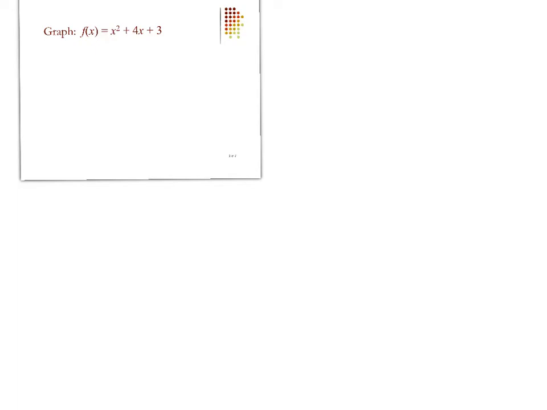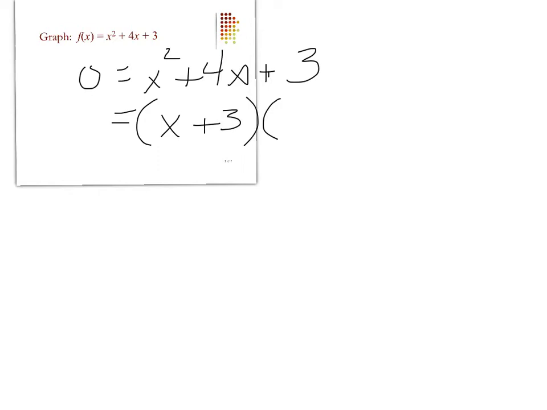Our first example is to graph the function f of x is x squared plus 4x plus 3. If you remember when we talked about how to graph, we talked about finding roots. So the first thing to do to find roots is to factor it. So you'd say 0 is equal to x squared plus 4x plus 3. And then that factors to x plus 3, x plus 1. So your roots will be x equals -3 and -1.